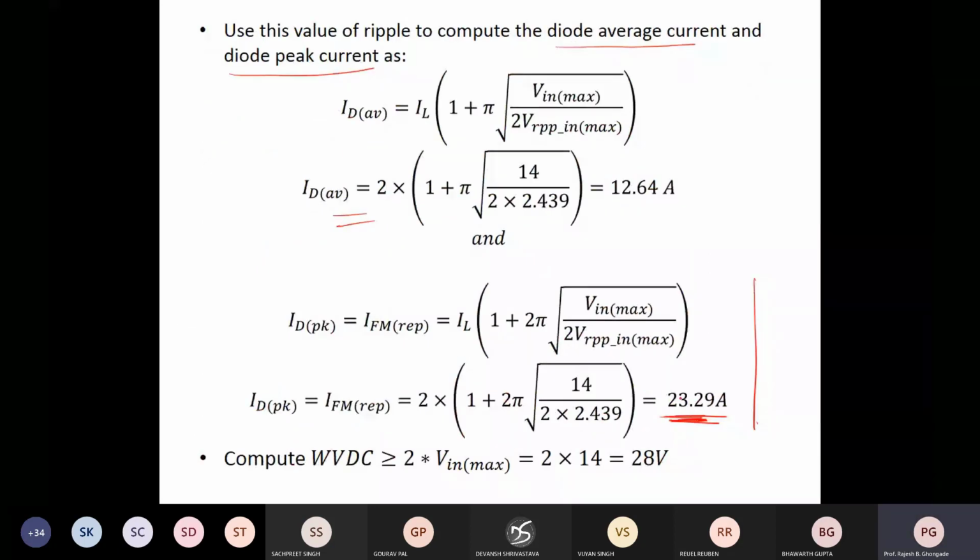So you have to select the diode in a particular way. Please remember this step very, very carefully. Then we compute the WVDC of a capacitor. Remember, a capacitor has 3 parameters: value, tolerance, and WVDC. These are the 3 selection criteria for the capacitor. So you want to find out WVDC. It turns out to be 2 into the maximum voltage across it, which is 28 volts.